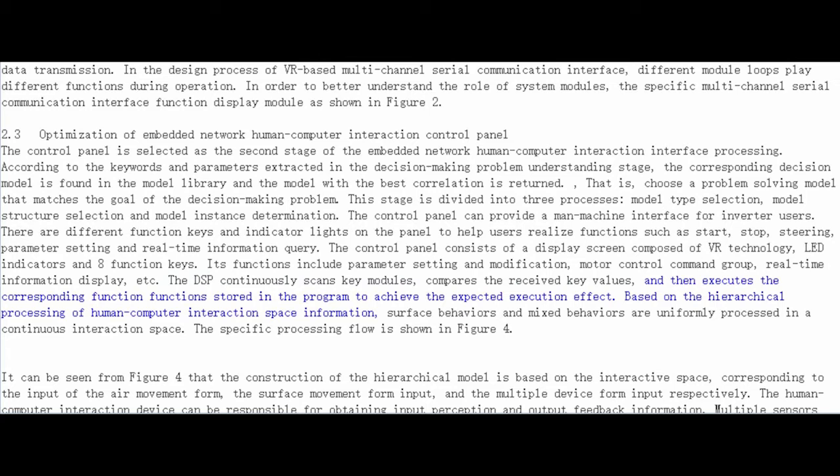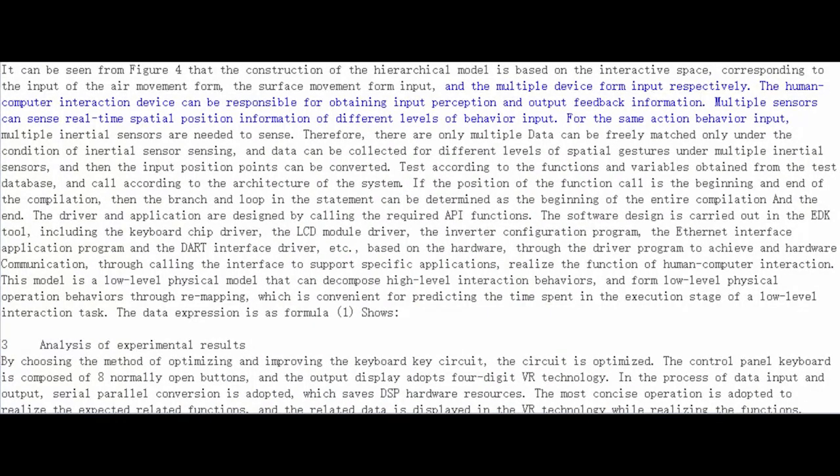Based on the hierarchical processing of human-computer interaction space information, surface behaviors and mixed behaviors are uniformly processed in a continuous interaction space. The specific processing flow is shown in Figure 4. It can be seen from Figure 4 that the construction of the hierarchical model is based on the interactive space corresponding to the input of the air movement form, the surface movement form input, and the multiple device form input respectively. The human-computer interaction device can be responsible for obtaining input perception and output feedback information.